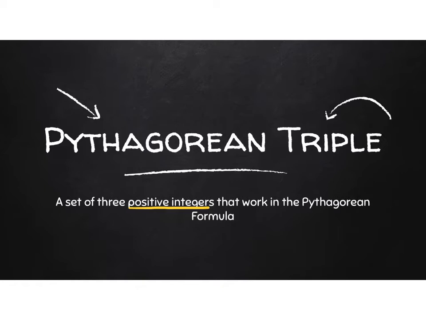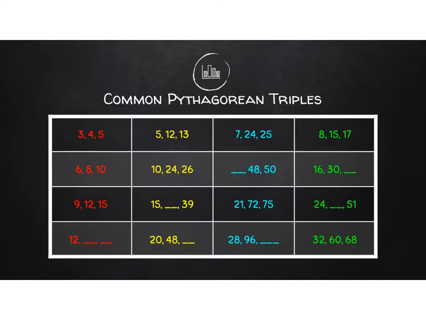That means I cannot have a negative number, I can't have a decimal, I can't have any irrational number. And it has to work in the Pythagorean formula. If I put it in and they don't work, it's not a Pythagorean triple. So on this slide, I see some common Pythagorean triples. And this is by no means an exhaustive list, but it's ones that are used really, really frequently.